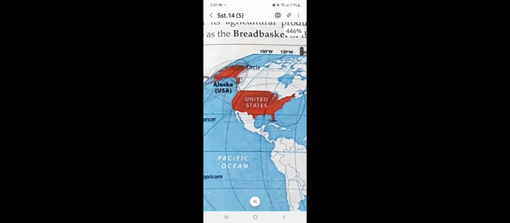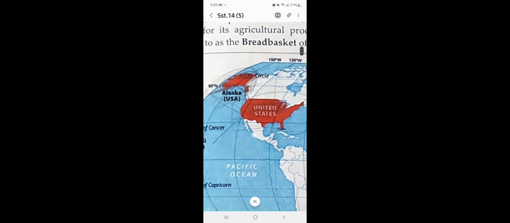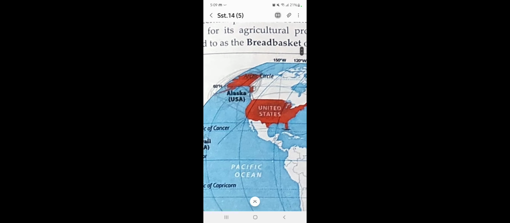USA extends from 24 degrees north latitude to 49 degrees north latitude. This is 24 degrees and this is 49 degrees. We'll talk about this part later.